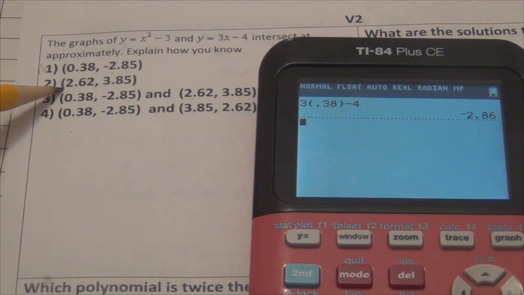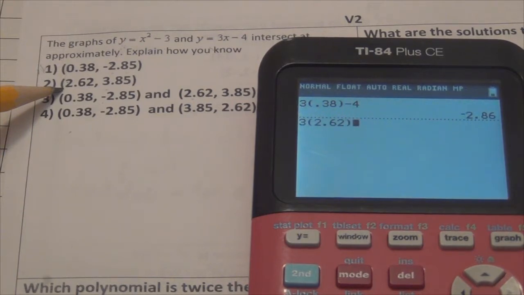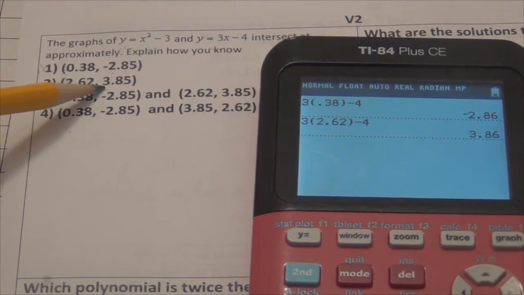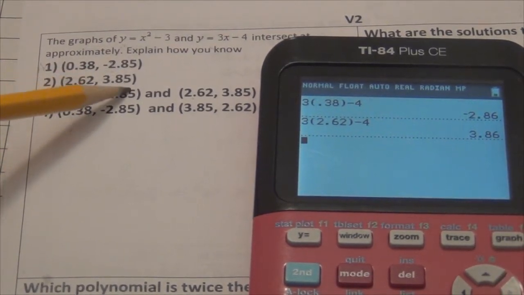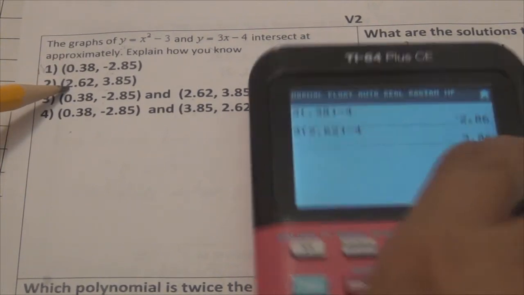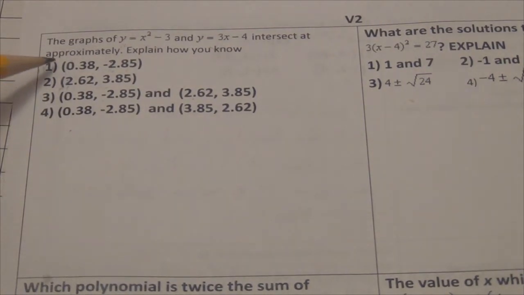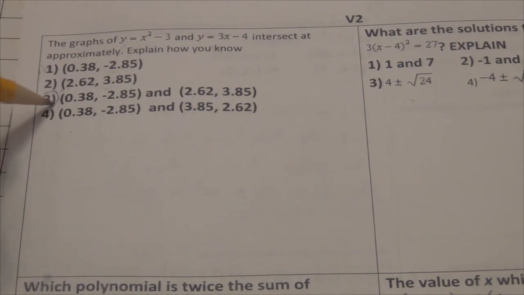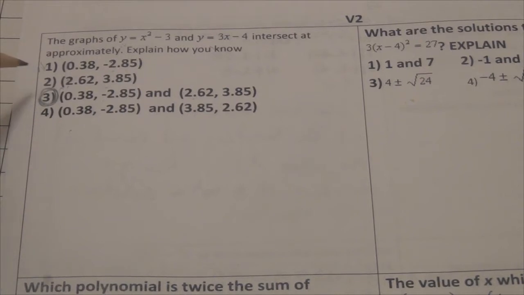Okay, now let me try this one. 3 times 2.62, minus 4. Oh my God, I get 3.86, or the estimate will be 3.85. So wait, these and these are solutions. So then, which one is the right choice? Oh my God. So this is the correct choice. All right, I like that.